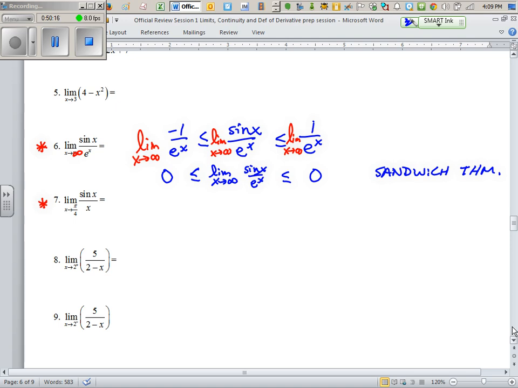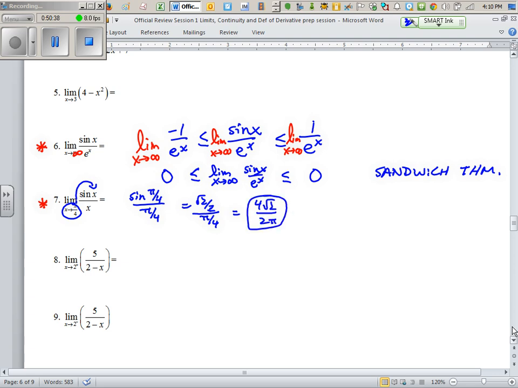Now on the next one, should I do the same thing? Should I sandwich this between negative 1 over x and positive 1 over x? Not necessary. Just plug in pi over 4. Root 2 over 2 over pi over 4. 4 root 2 over 2 pi.